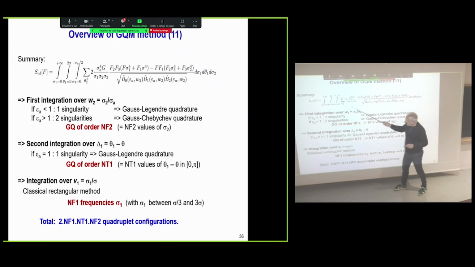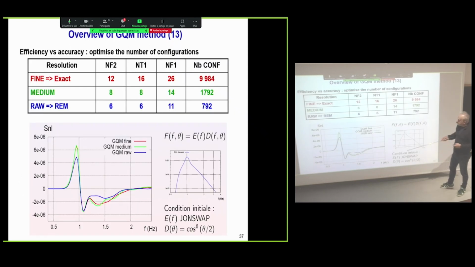So at the end, with the numerical discretization of each of these three integrals, the total number of configurations to be considered is a product of NF2, so this number of points, times NT1, this one, times NF1 from this integral, times 2, because we have the symmetry condition on θ2, as I explained. So this is the total number of configurations we will be considering in practice for the numerical evaluation.